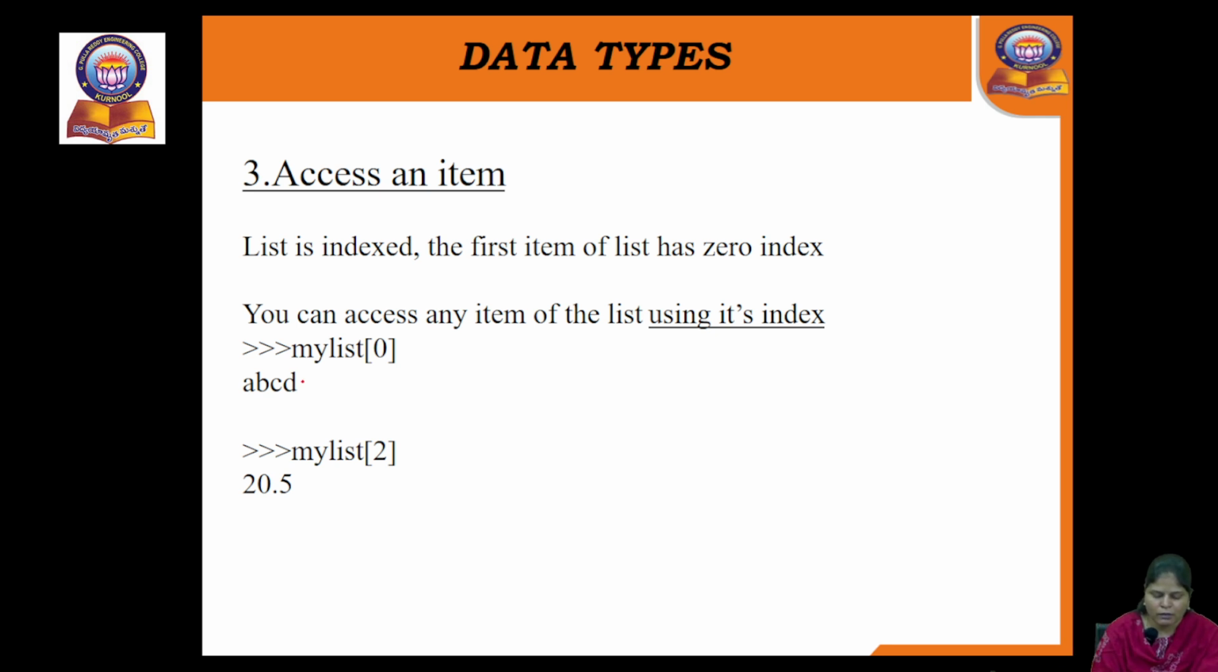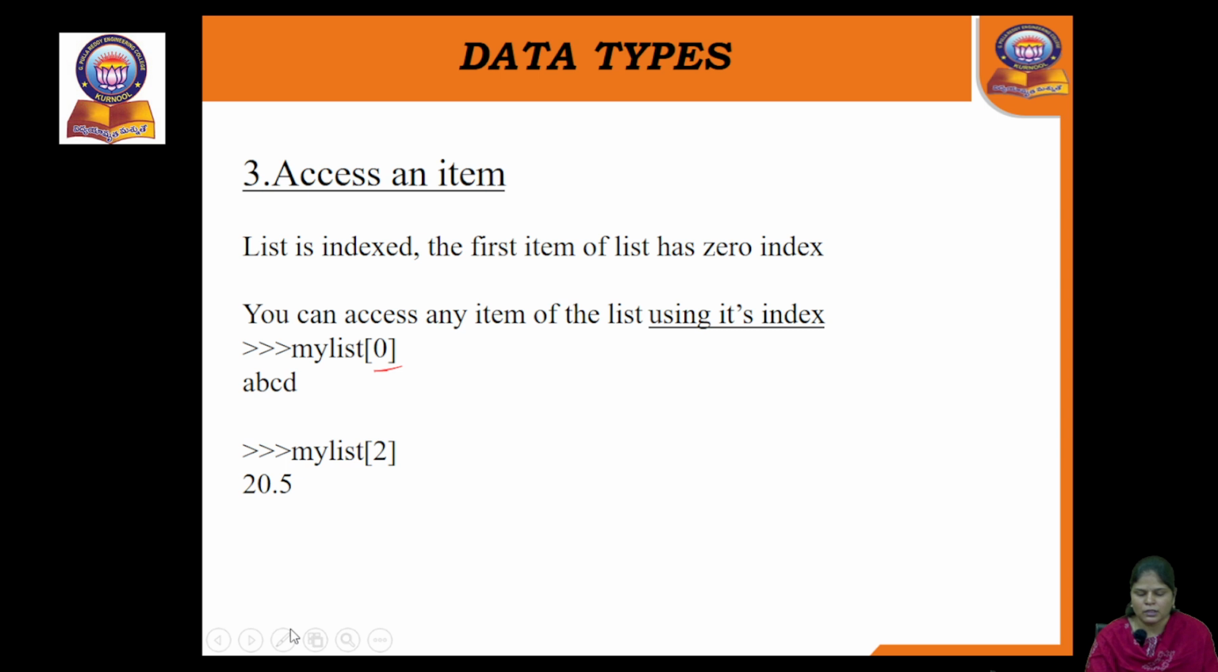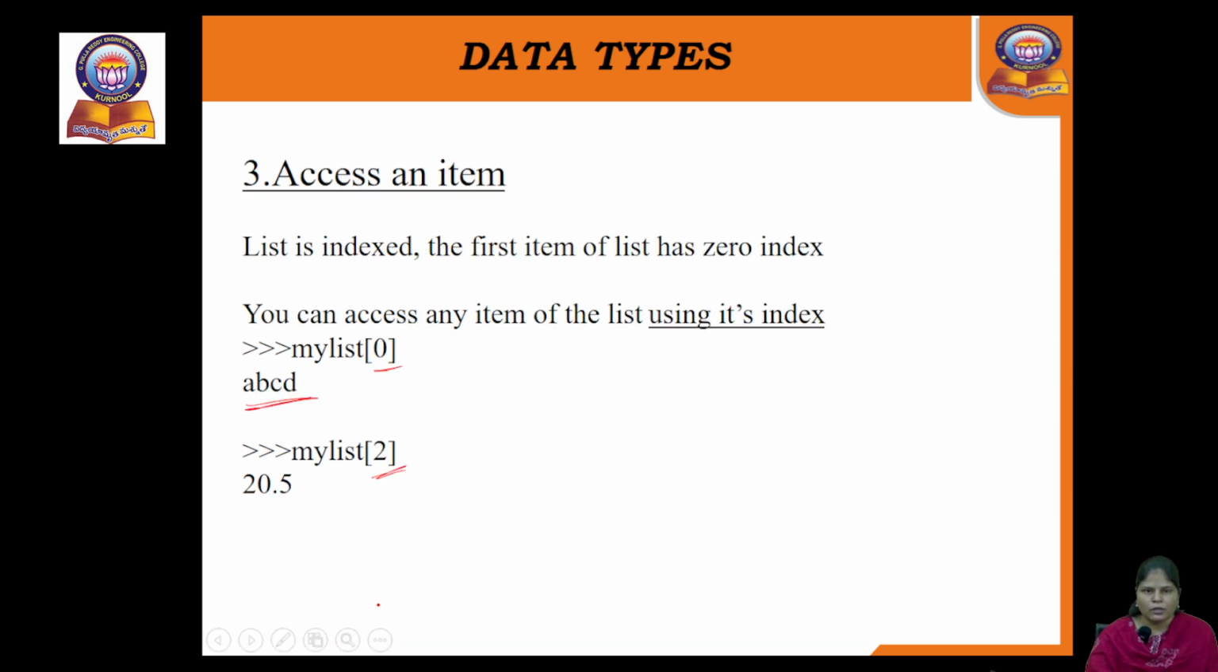So I have considered my list of 0. At the 0th index of my list, this is my updated list. Within this particular list, what is at the 0th index? ABCD. So it has given the output as ABCD. My list of 2, at the second index, what is the value I have? This is the 0th index, this is the first index, this is the second index. At the second index, I have the value 20.5. So it has given the output as 20.5. Like this, you can use a specific index and access whatever element you want.